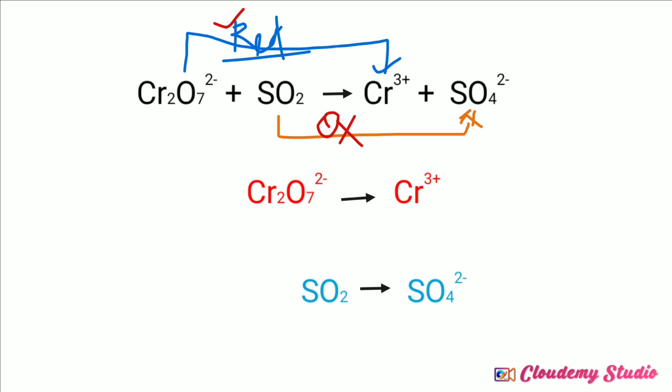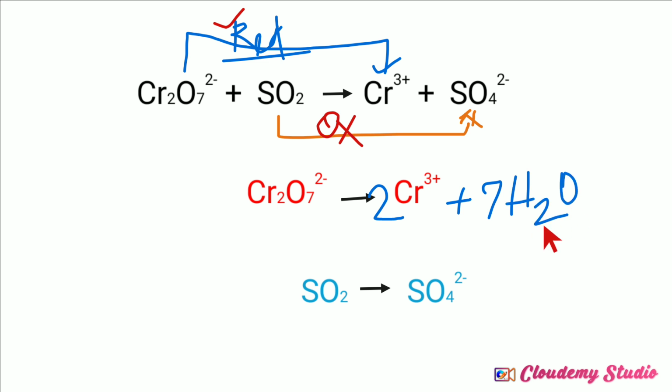Now let's balance the reduction reaction. The left hand side, in dichromate ion, has two chromium atoms, but the right hand side has only one chromium atom. Therefore we need to multiply it by 2. Now on the left hand side, dichromate has 7 oxygen atoms, but the right hand side has no oxygen atoms. Therefore we need to add 7 moles of water.